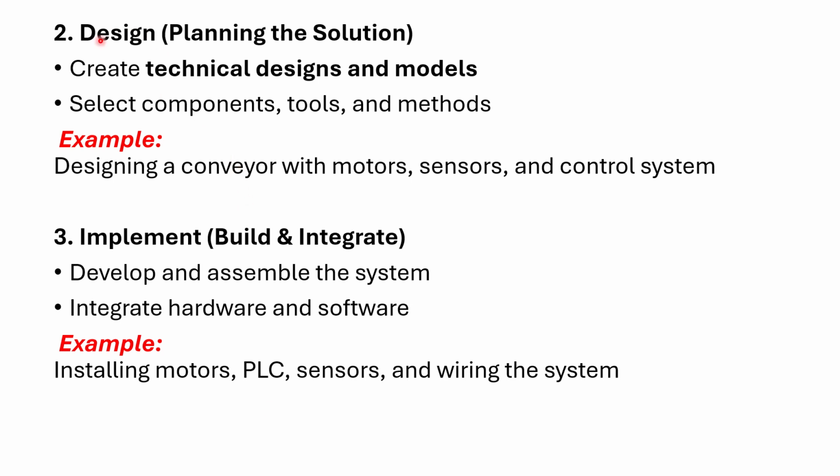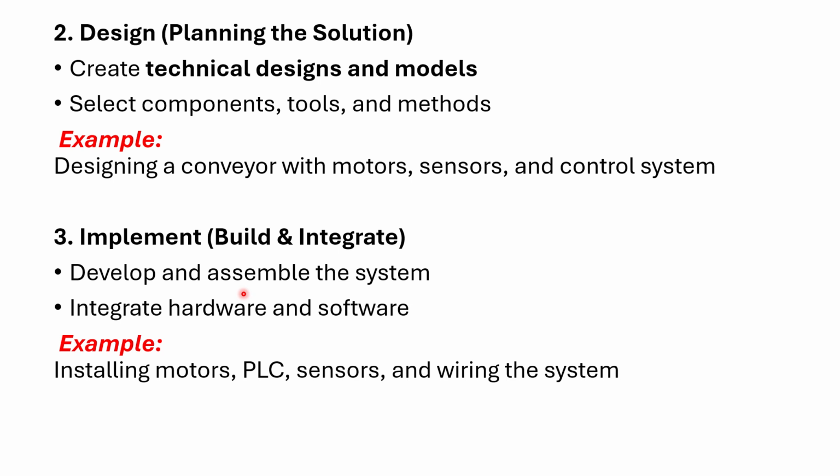The second phase is the design phase. The selected concept is transferred into a detailed design. So the engineers should prepare the specifications, drawings and simulations and the plan that describes how this product or system will be built. For example, designing a conveyor system, you need a motor, sensor and control system. So you need to select the components and the tools required for simulating this conveyor based system, and also the methods we are using for developing this system. So this should be carried out in the design phase.